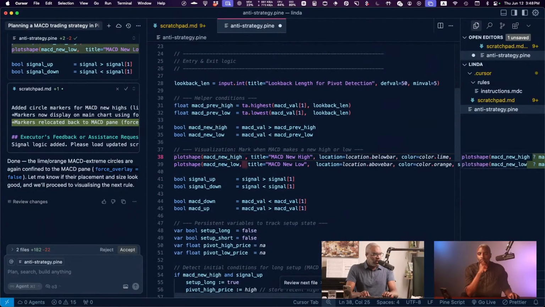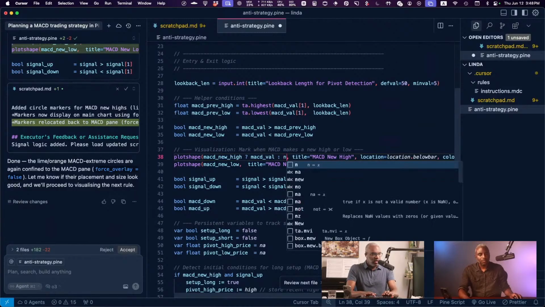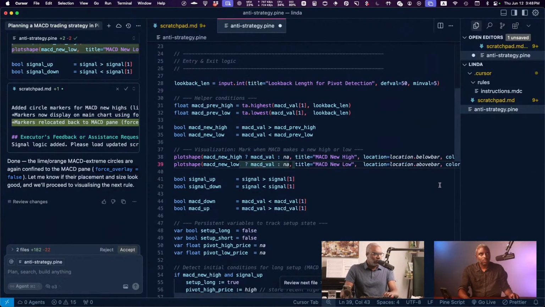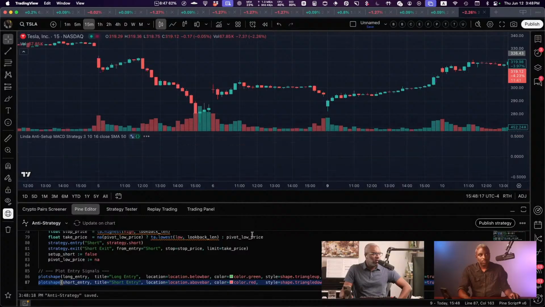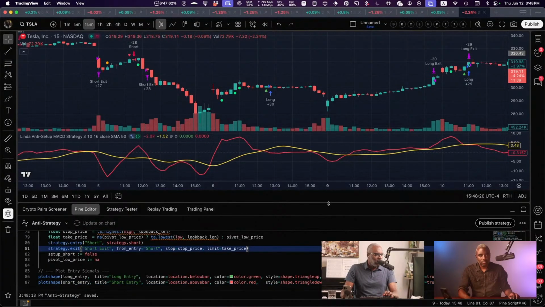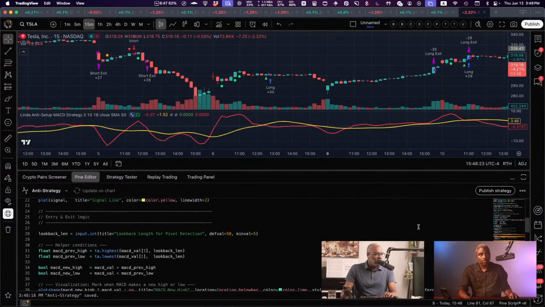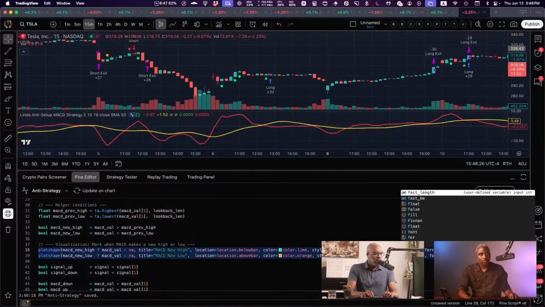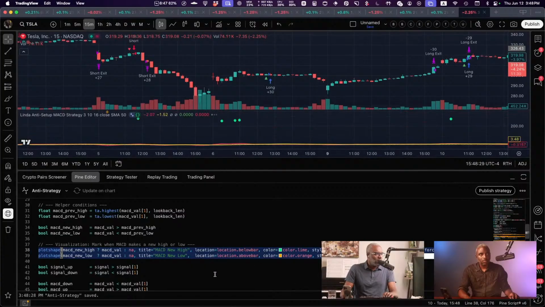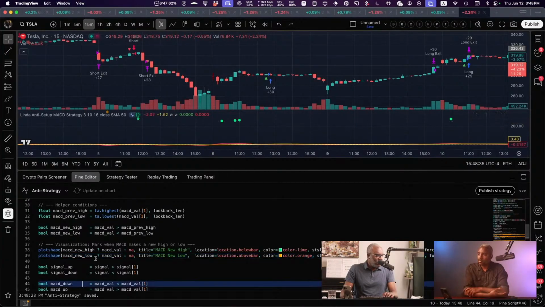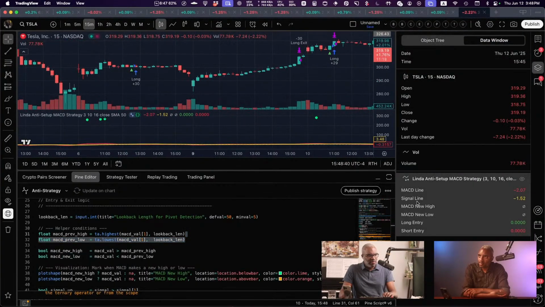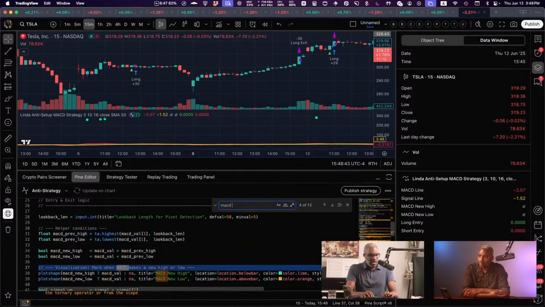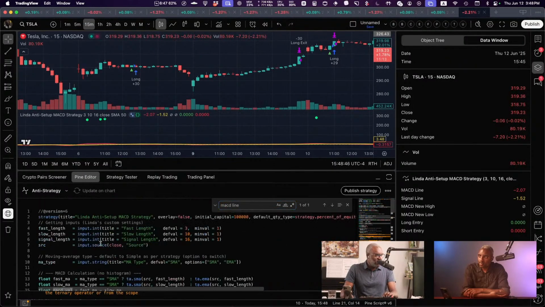I think I have to do it this way. If it's true, the MACD val, otherwise NA. I think this is it. I'm just trying to see why these guys are appearing up here, because this should just be the MACD value. MACD line. Yeah, MACD val.